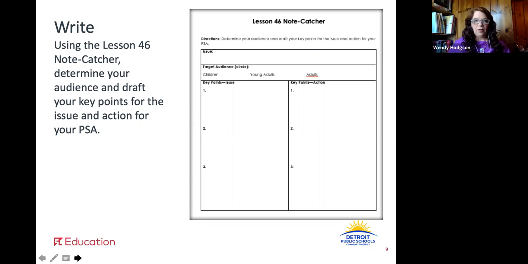But my key points around the issue are the evidence of what we know about the brain when it gets enough rest, and how much more prepared it is to learn and to have better energy and be more effective in the day-to-day work. And then I would want to get my action points, my key points for action, on the right side of my note catcher.